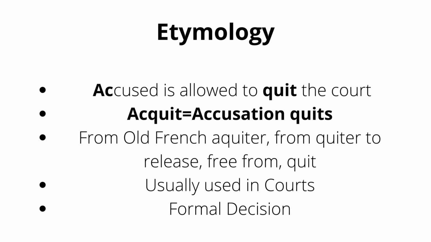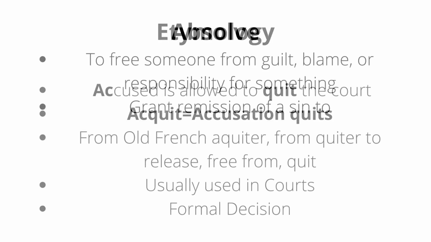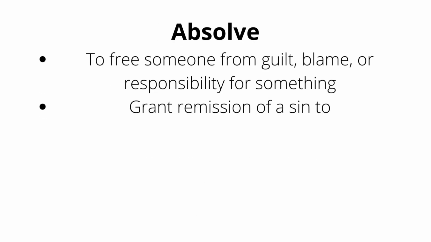Just like when somebody is convicted, it indicates that somebody has done a particular crime. Similarly, when somebody is acquitted, it indicates that somebody is not found guilty of some crime. Now come towards the second word, absolve. It means to free someone from guilt, blame, or responsibility for something, grant remission of a sin too.